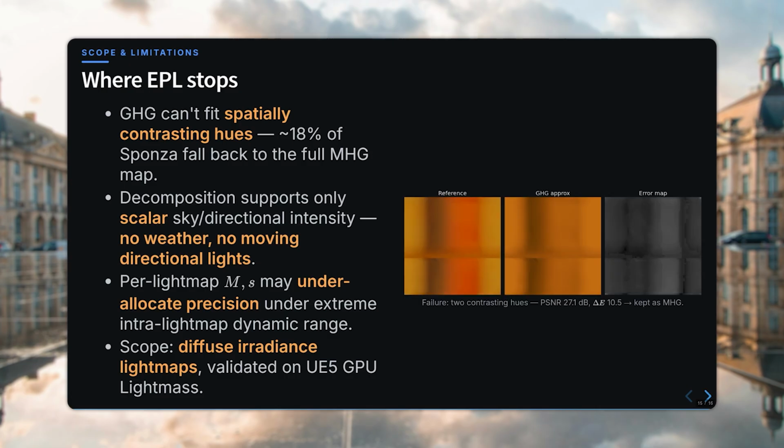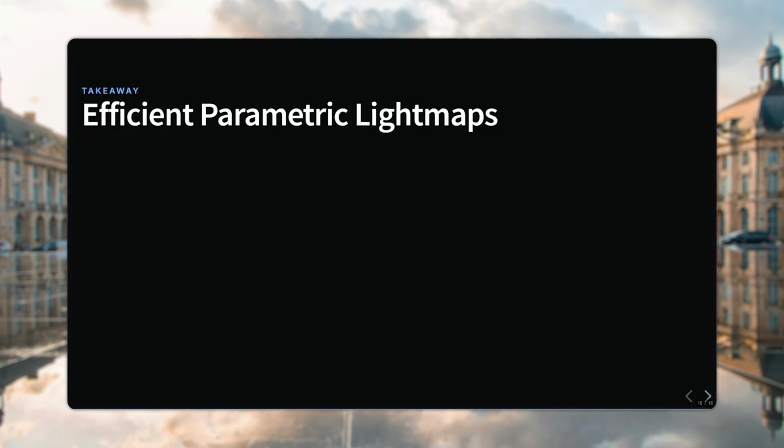And here's a concrete failure case. With two contrasting hues, it drops to 27 dB. So it's correctly kept as an MHG map instead of being pruned.